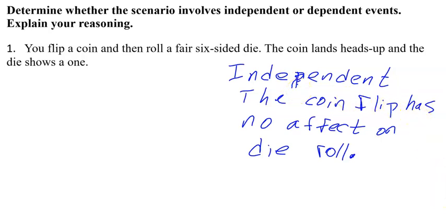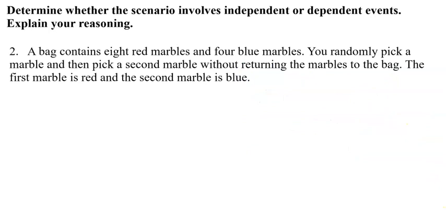So that's independent. Number 2, a bag contains 8 red marbles and 4 blue marbles. You randomly pick a marble and then you pick a second marble without returning the marbles to the bag either time. The first marble is red and the second marble is blue. So this is without replacement. So this is dependent. This is dependent because the second marble's outcome is changed because the red marble didn't go back.